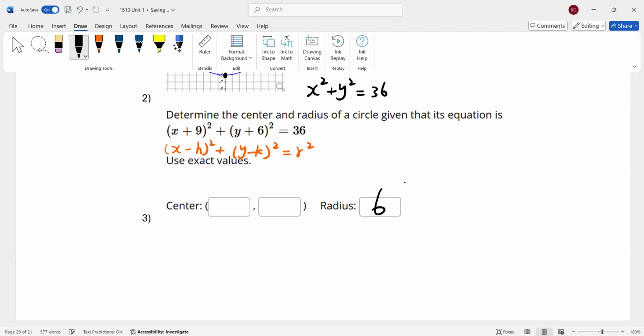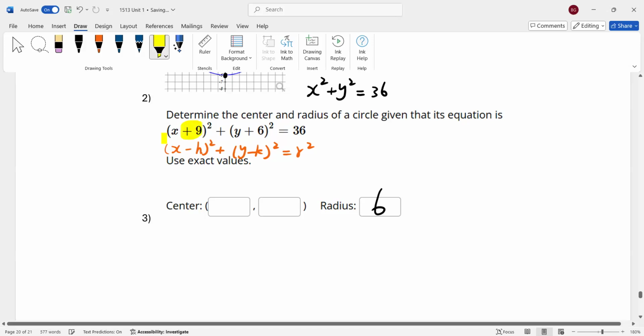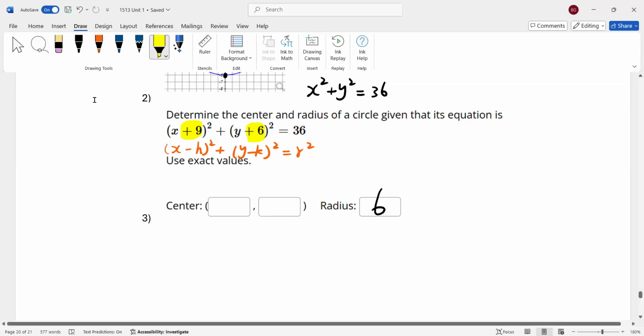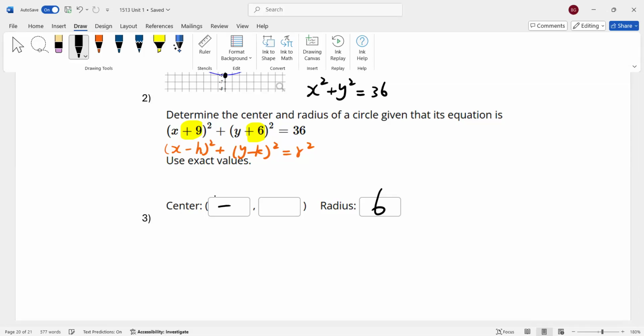Distance cannot be negative. What about the center? Look at this yellow part, the two yellow parts. It's 9, 6. We just need to take the opposites. We take the opposites of the two yellow parts. The yellow is a positive 9, and we take the opposite, negative 9. And then with y, we have a positive 6, we just need to take the opposite, negative 6. All right, always take the opposites.